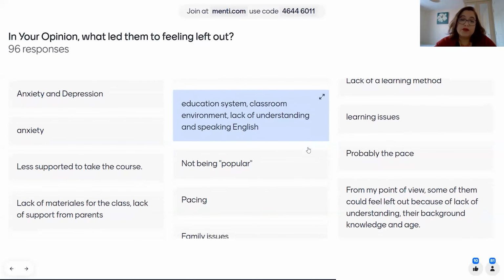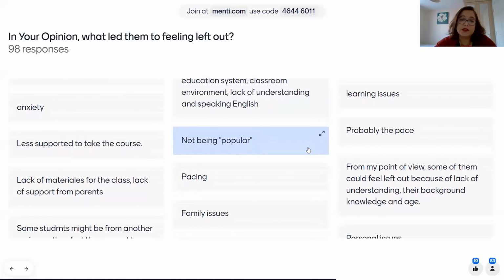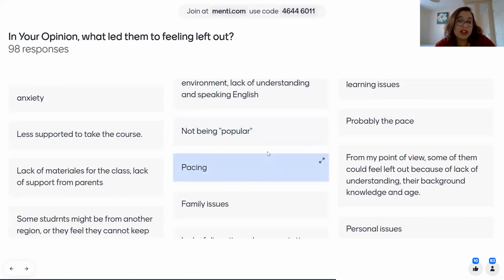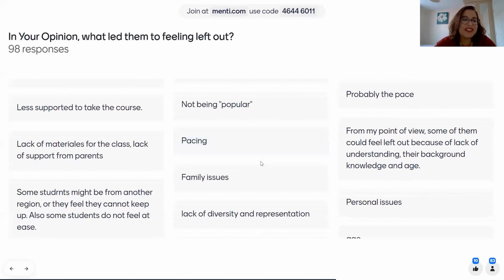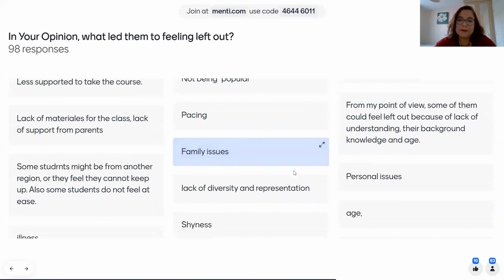Education system, classroom environments, lack of understanding or speaking English, not being popular. Yes, the social hierarchy in schools can be a cause for bullying. It can be a cause for favoritism as well. It can also be a cause for isolating certain students. And teachers know. Teachers are very observant.